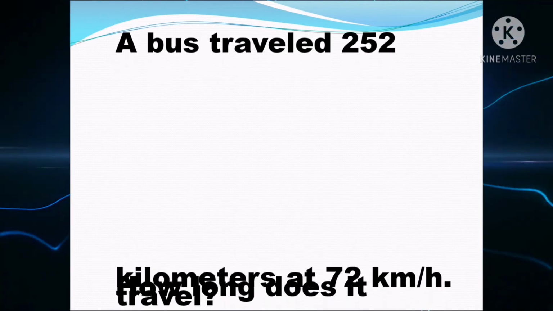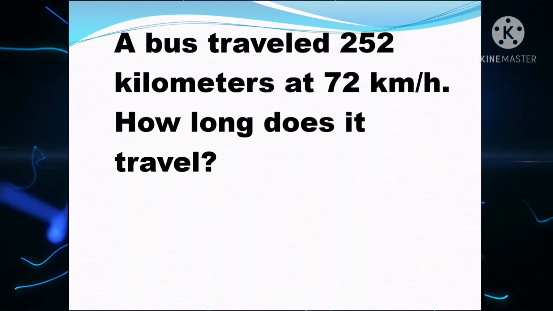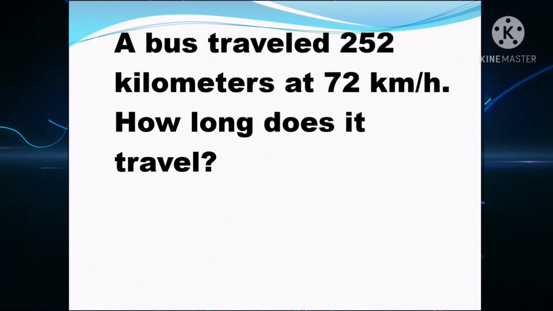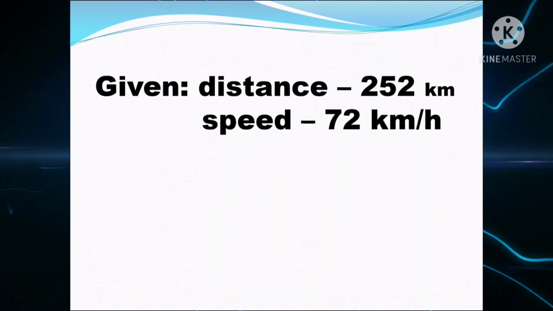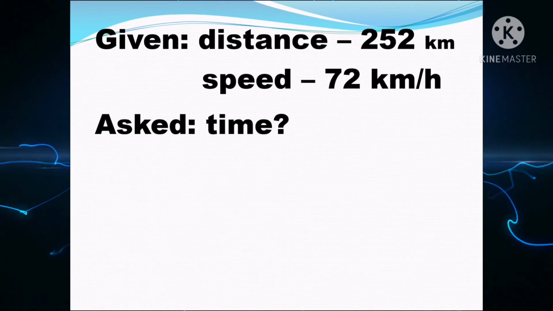Now let's have our last example. A bus travels 252 kilometers at 72 kilometers per hour. How long does it take to travel? So our given facts in this situation are 252 kilometers, which is the distance, and 72 kilometers per hour, which is the speed. We are required to find the time.